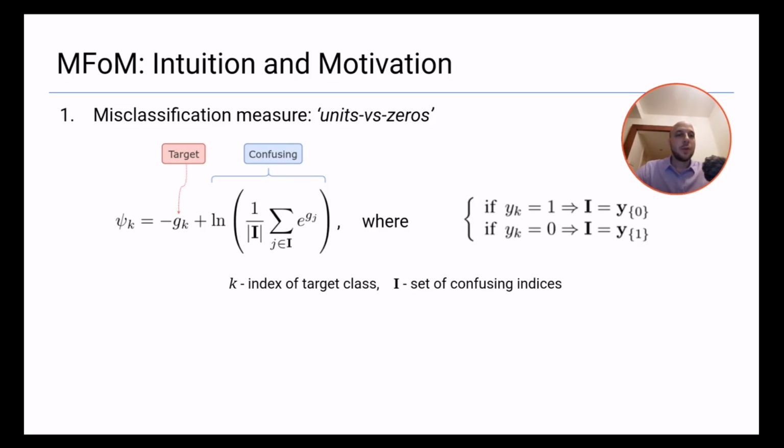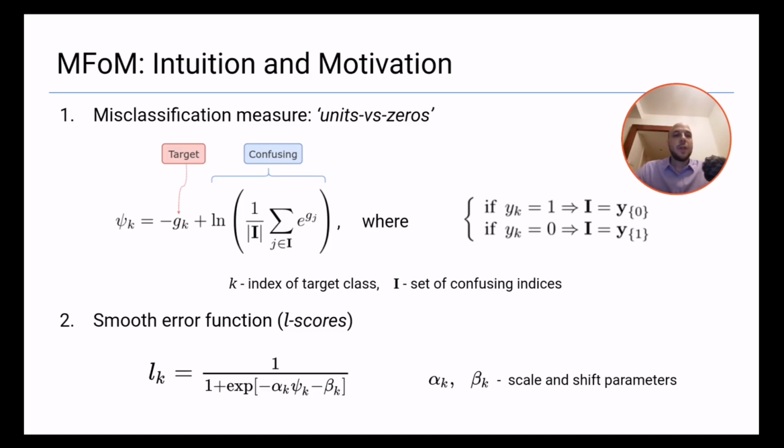Formally, ones versus zeros transformation is a misclassification measure, and it's represented as a difference between the target and the geometrical average of the confusing scores. The misclassification measure implicitly models the class dependency.